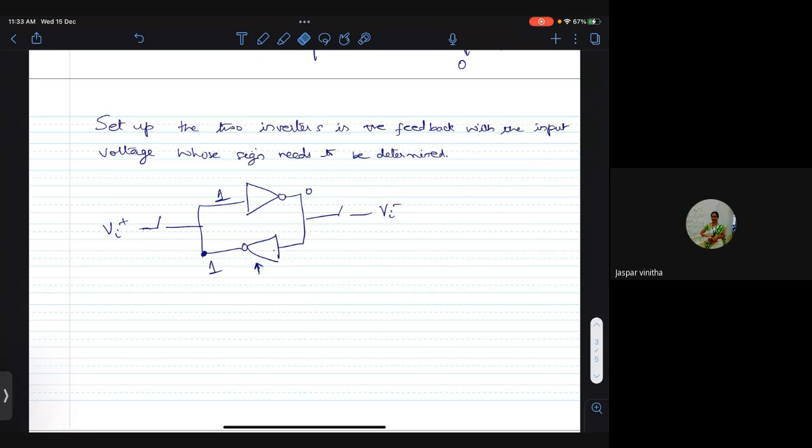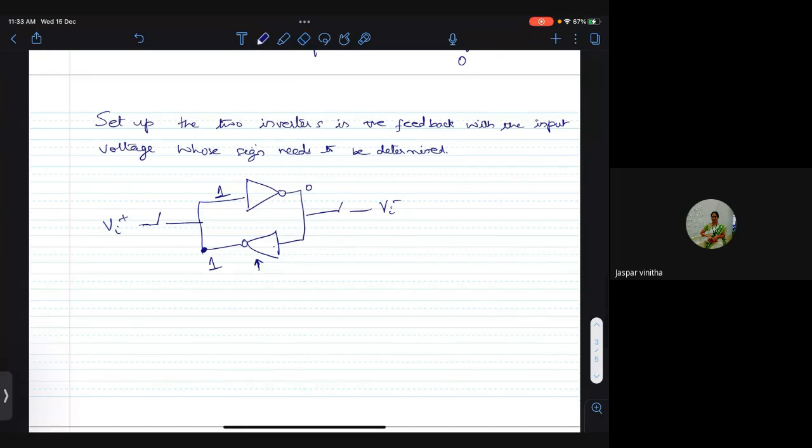So then, okay, we can say, let me modify the circuit a little. What I can do is, when I'm connecting the input to this circuit, I will disconnect the power supply to the inverters.